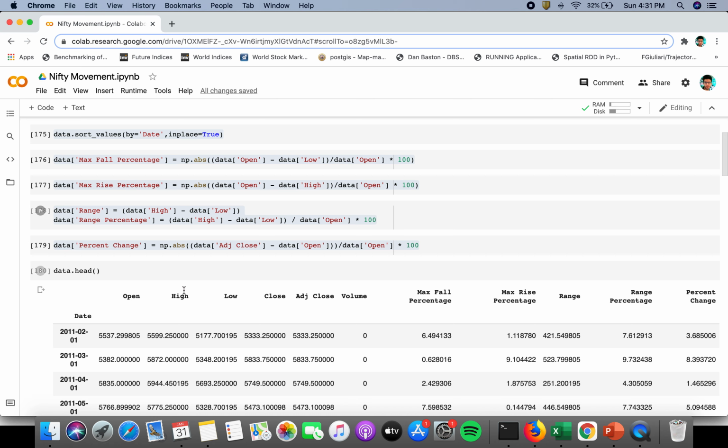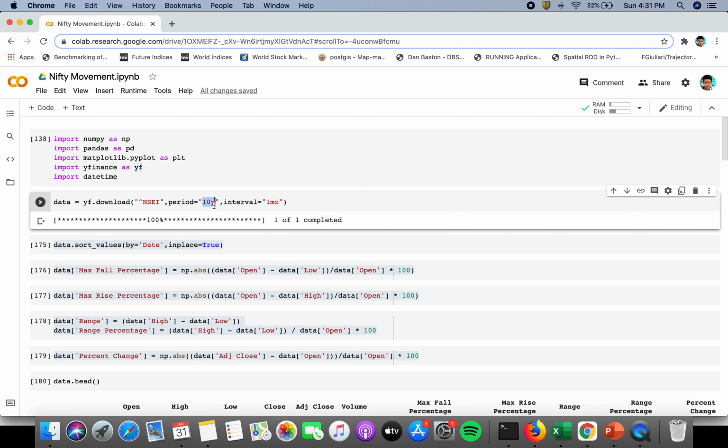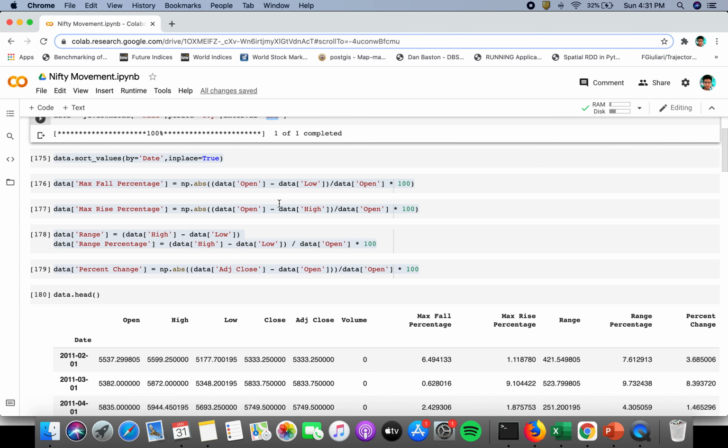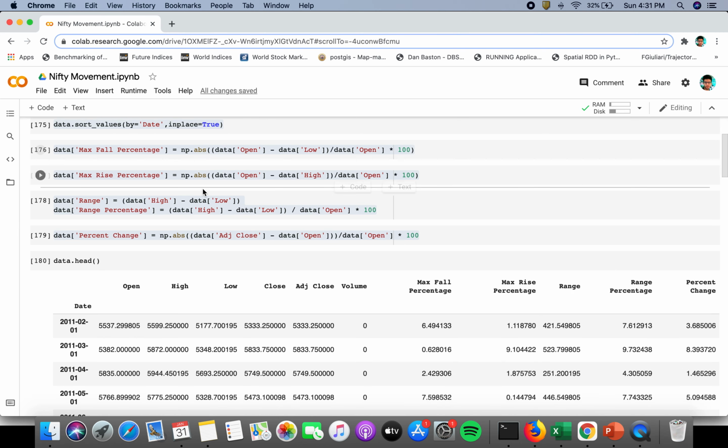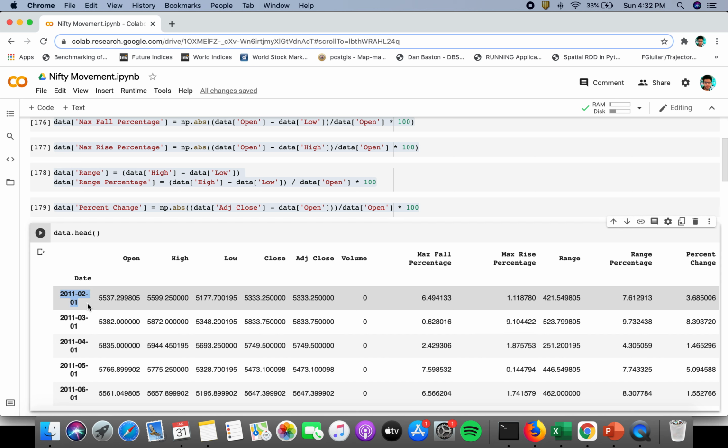The first one is the max fall percentage. You can see that we are pulling in 10 years of Nifty data with a monthly frequency. The max fall percentage is basically how much Nifty fell from the opening price of that particular month. So you can see that in this particular month, Nifty opened here and it created a low of 5177. If we calculate this in percentage terms, this is the max fall percentage. Similarly, we have the max rise percentage.